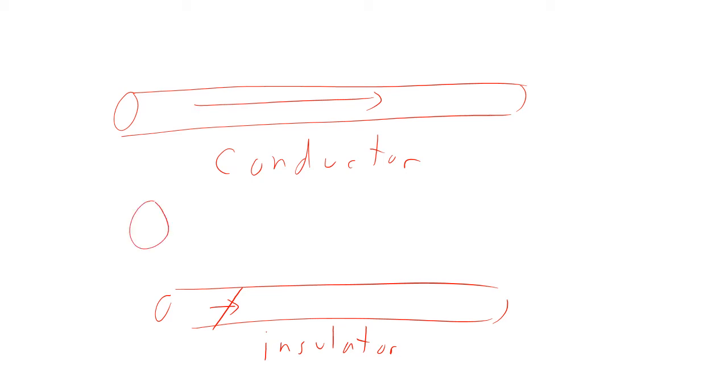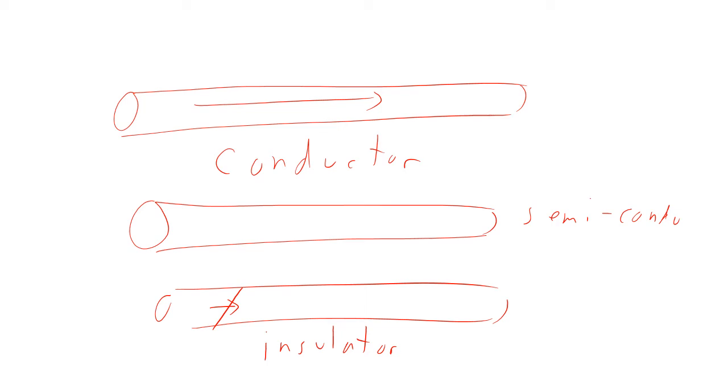Now, there is a group of materials between the two that sometimes conduct and sometimes don't conduct, and that would be a semiconductor. In this class, we are primarily going to concern ourselves with conductors and insulators. That's going to be our main focus for this semester. Semiconductors, we'll mention a little bit later on in the semester, but they're not going to be a main focus for us.